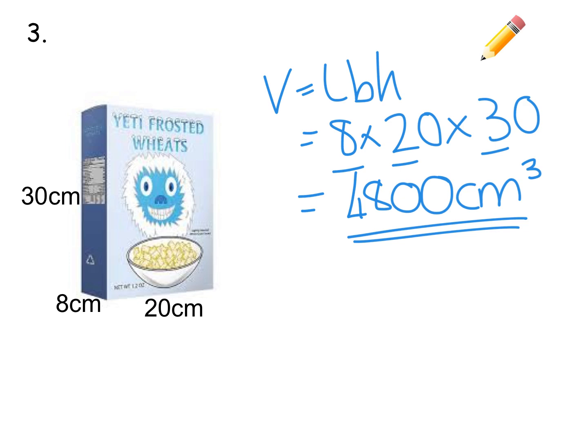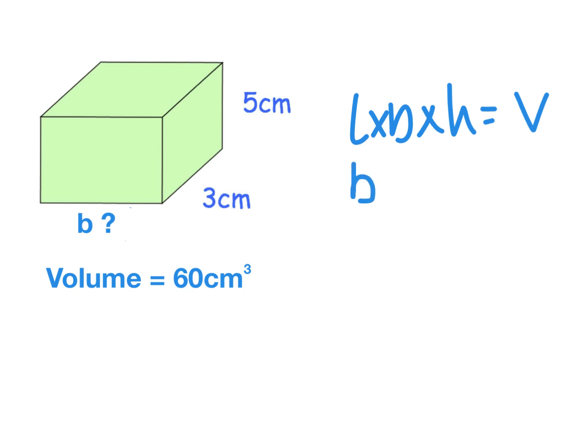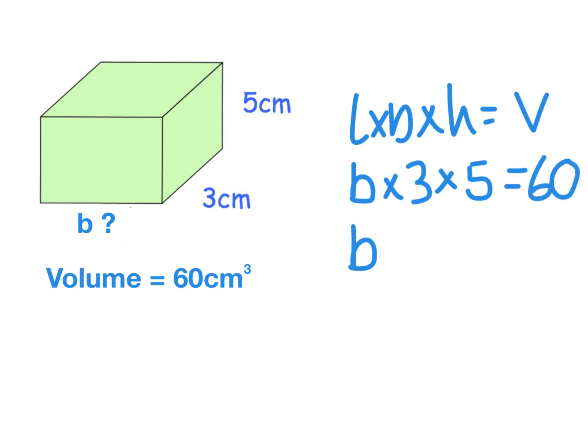Well, more challenging questions will be working backwards to find maybe a missing length in the box. So let's have a look at one of those. So in this question, we're actually told the volume of the cuboid and we have to work out what the breadth is. So we know some of the dimensions. So what I'm going to do is just rearrange the formula, and I'm going to write it as L times breadth times height. So L times B times H equals my volume this time. So I don't know my breadth, so I'm just going to leave that as B. So B times 3 times 5 equals 60. Well, I know 3 times 5 is 15, so I've got B times 15 equals 60.